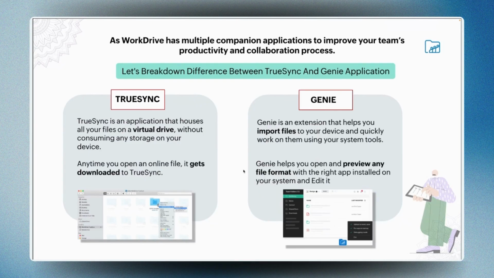your WorkDrive account. And adding to this, WorkDrive supports preview for about 220 file formats. And with Genie in your hand, you can preview any file format if you have the right app installed on your system, making it easy to open and check files not supported by the WorkDrive web application.